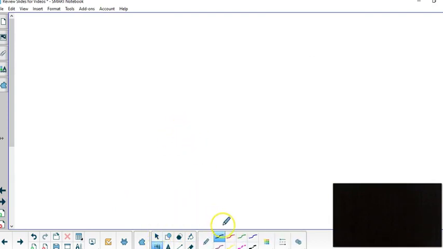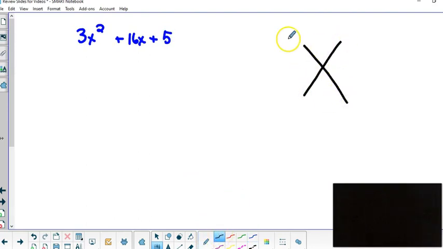Sometimes I struggle with X factoring because it's not my go-to method, but I've got it for this one. So we're going to do this 3x squared plus 16x plus 5 was our problem. If we do an x method of factoring, then up here we multiply our first and our last term. 3x squared times 5 gives us a 15x squared. And the middle term, the positive 16x, goes down here.